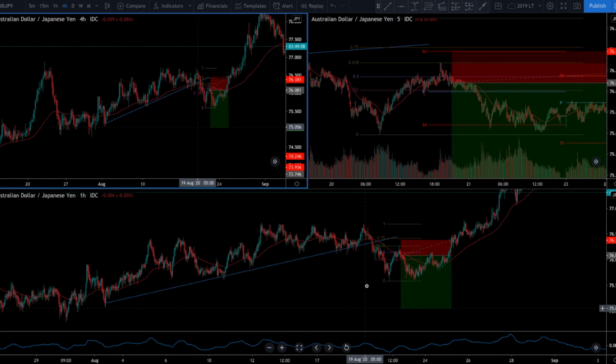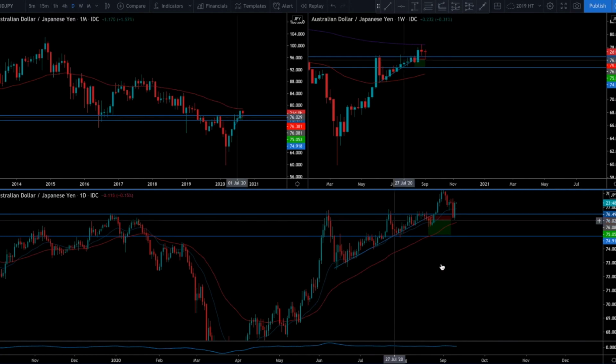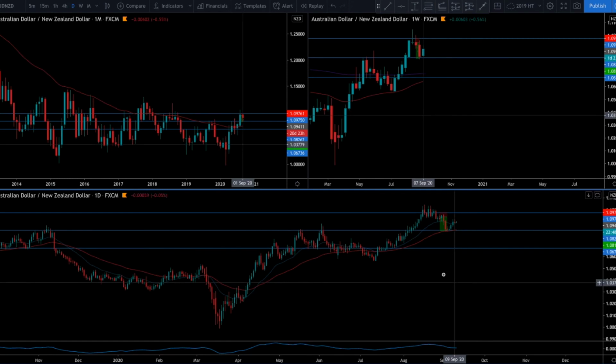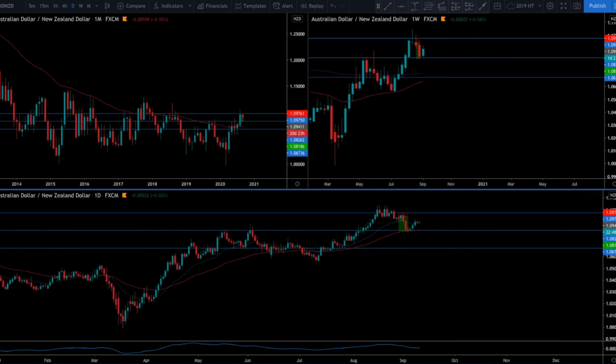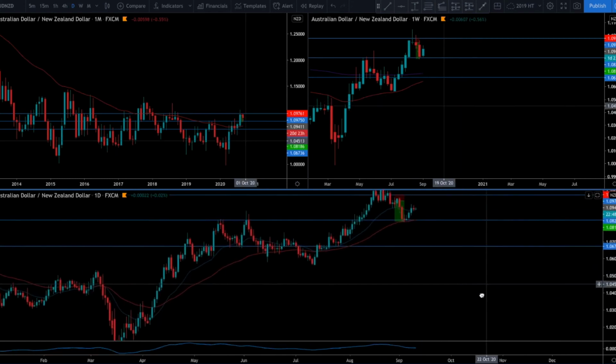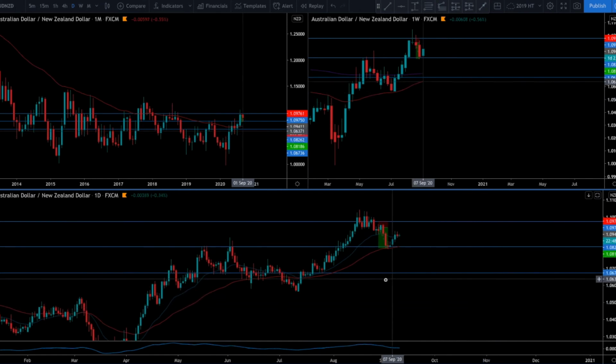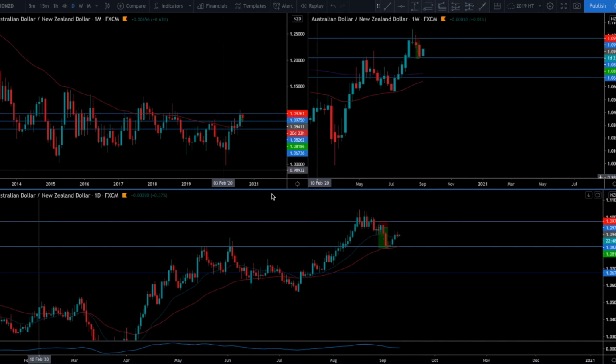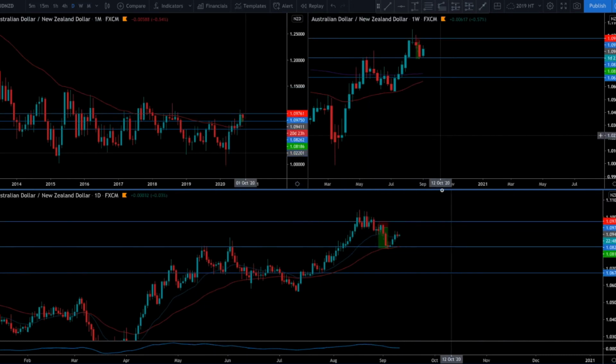So this is the Australian dollar yen position, and this was for a full 1% loss, and that was on the 20th of August. And now I'm going to show you the Aussie Kiwi position that was taken on the 28th of August right here. And again, this is the higher time frame charts: daily, monthly, weekly.